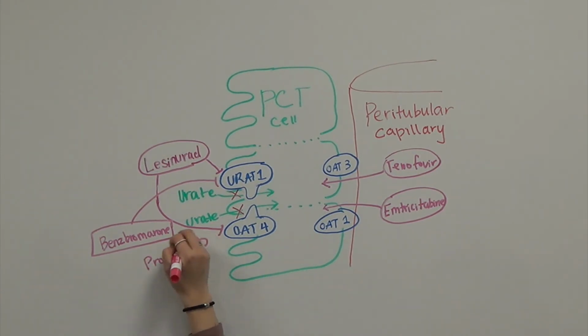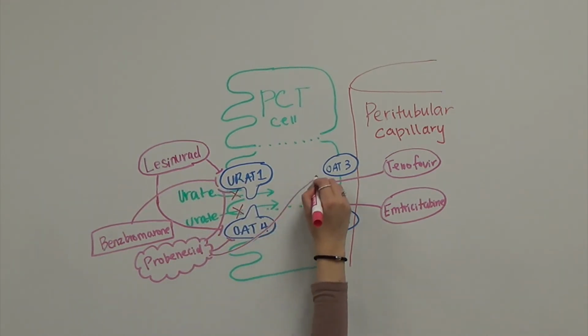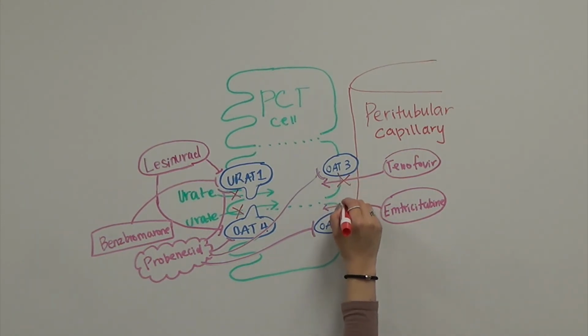Probenecid, another pre-existing urate-lowering drug, non-specifically inhibits OAT1 and OAT3, as well as URAT1 and OAT4. This poses a significant problem of drug-drug interactions, as one drug prevents the excretion of other drugs. The ability of lesinurad to avoid interactions with OAT1 or OAT3 is a major breakthrough in solving this hurdle of clinically relevant drug-drug interactions.